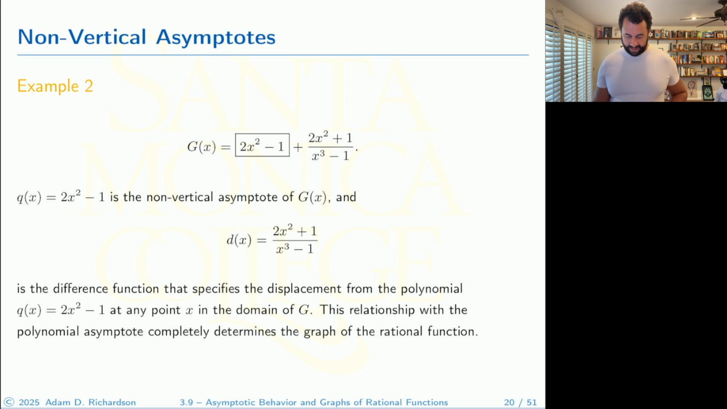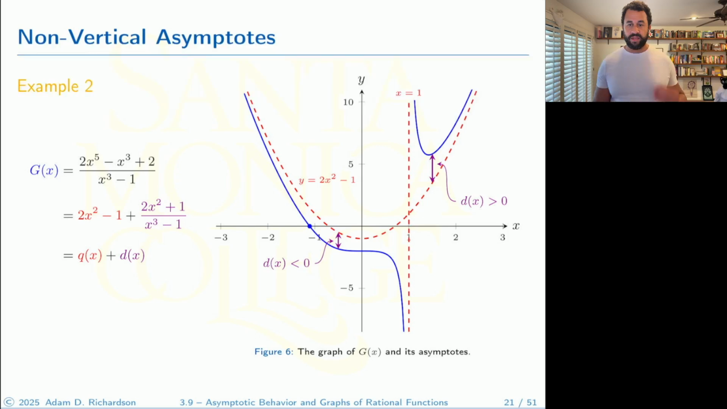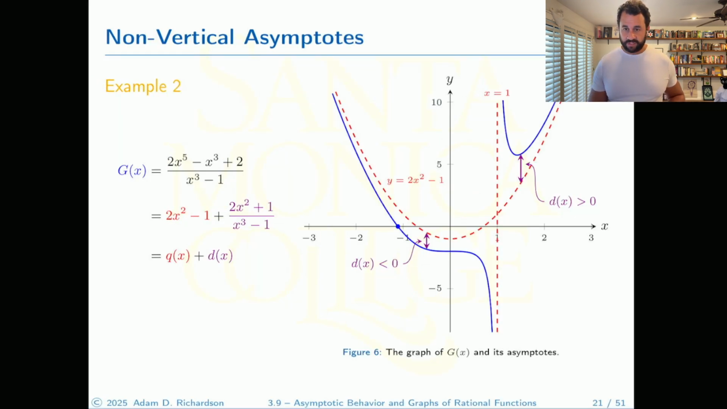The relationship with the polynomial asymptote and d of x completely determines the graph of the rational function, all right? So I went ahead and graphed it just to really hammer this point home. This dotted red parabola is the parabola 2x squared minus 1. Let me zoom in on this a bit because I just want to emphasize.